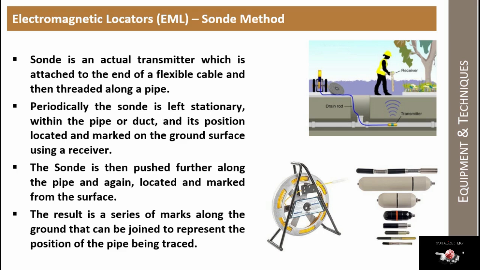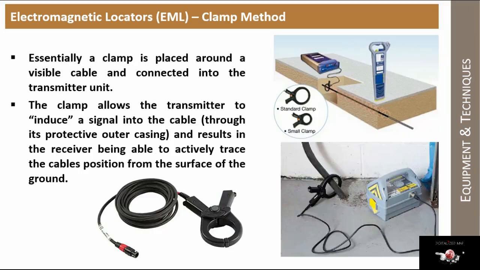Electromagnetic locators, EML, sonde method. A sonde is an actual transmitter which is attached to the end of a flexible cable and then threaded along a pipe. Periodically, the sonde is left stationary within the pipe or duct and its position located and marked on the ground surface using a receiver. The sonde is then pushed further along the pipe and again located and marked from the surface. The result is a series of marks along the ground that can be joined to represent the position of the pipe being traced.